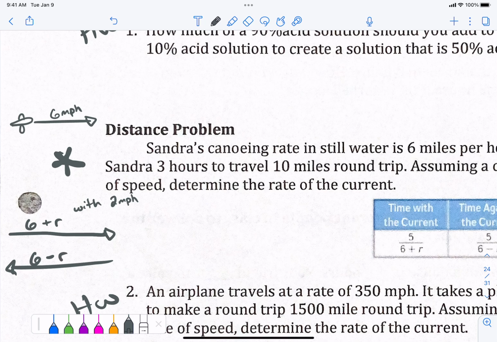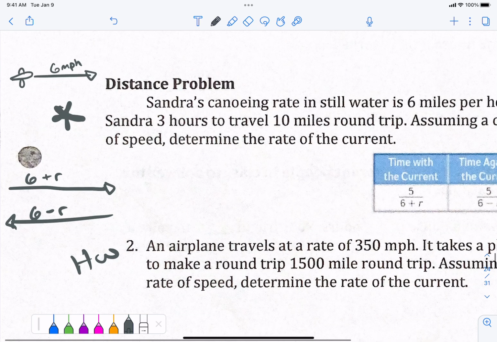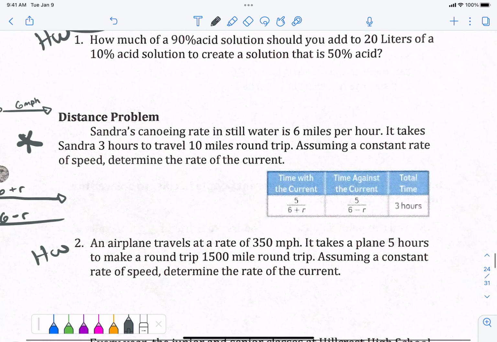Going with the current, it's going to feel like she's going faster. Against the current, it's going to feel like she's going slower. Got it? Okay, so that's how that works. Now, it says that, we haven't even read the rest of it yet. It takes her 3 hours to travel 10 miles.